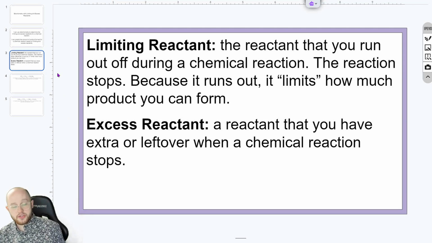Reminder of the definitions of limiting and excess reactants. Excess reactant is the boring one. It's the one you have so much of that it doesn't run out. Basically, you'll have extra left over at the end of the reaction. The limiting reactant is called limiting reactant because it limits how much product you could form. You'd love to be able to form more, but you can't because you literally run out of your limiting reactant. You use all of it up, so the reaction stops. So it limits how much product you can form.